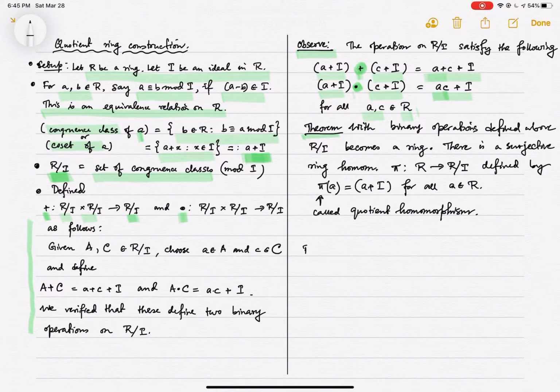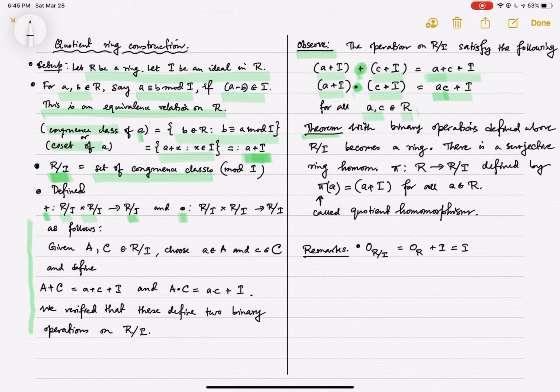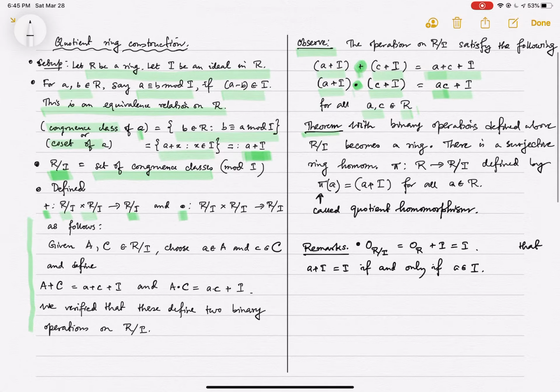All right. So here are some remarks. A ring got to have a 0. The 0 of R mod I is, you guessed it, the coset of the 0 element. But that's the same as I. In fact, note that A plus I is I for some A in R if and only if A is in I. This is a very easy exercise. Verify.